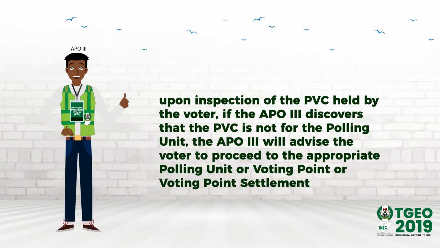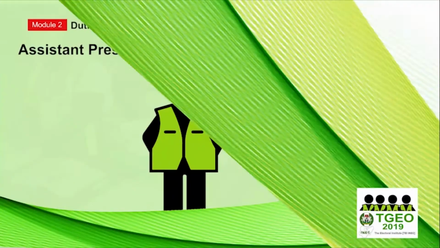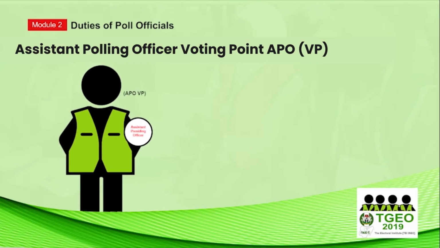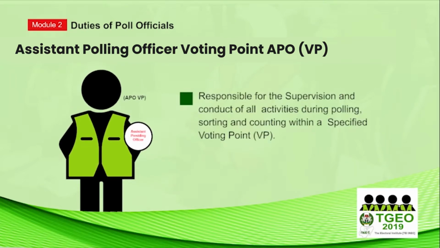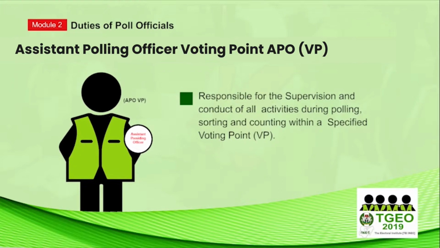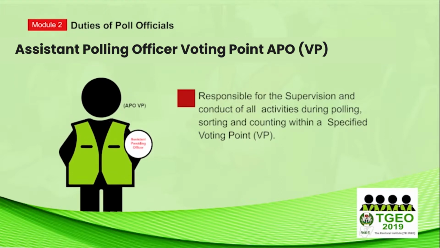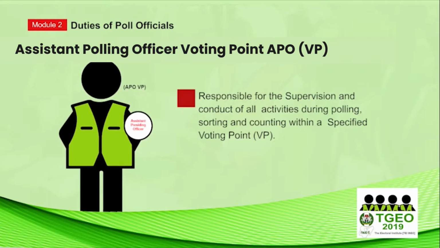If the PVC is not for the polling unit, advise the voter to proceed to the appropriate polling unit or voting point settlement. Assistant Polling Officer Voting Point, APOVP, is responsible for the supervision and conduct of all activities during polling, sorting and counting within a specified voting point (VP).